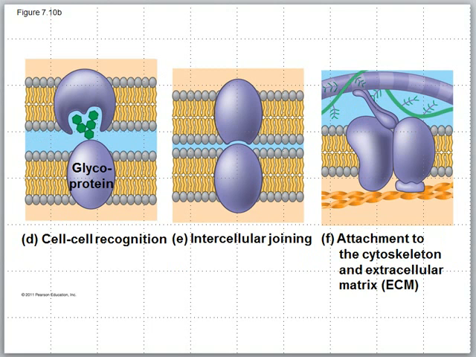Here are the other 3 functions. One of them is called cell-to-cell recognition, and this is generally a short-term process that we'll discuss just a little bit, where cells basically recognize each other based on the different proteins that are embedded into their cell membranes. The next one here is intercellular joining. This would be more of a permanent process that physically attaches one cell to the next. And then the last one involves the cytoskeleton and the ECM. Again, this would be more of a physical process where these proteins are attached to the cytoskeleton within the cell, and they're also attached to the extracellular matrix outside of the cell.